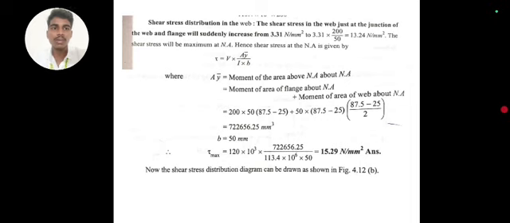Tau max equal to 120 into 10^3 into 722,656.25 divided by 113.4 into 10^6 into 50, equal to 15.26 Newton per mm². This is the final answer. Now the shear stress distribution diagram can be drawn as shown in the figure below.